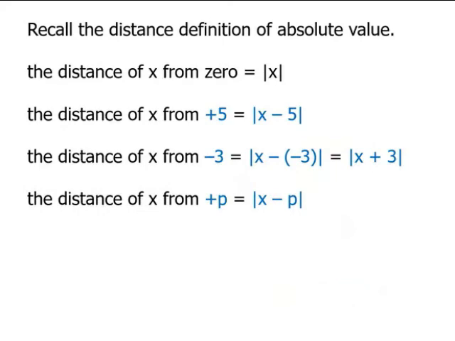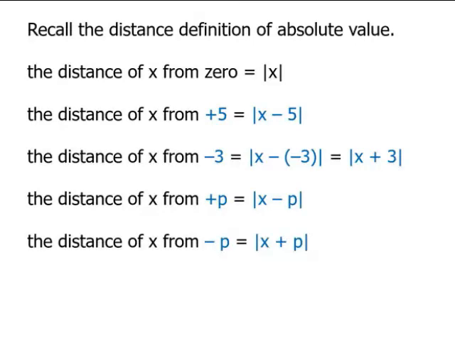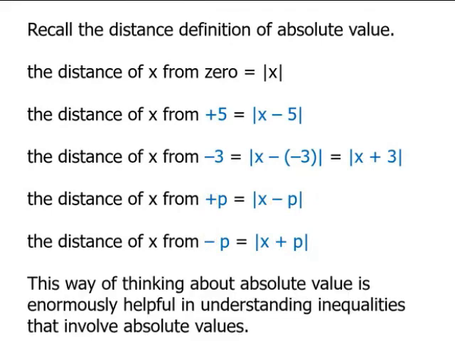So in general, if we want the distance from a positive value of p, the formula would be absolute value of x minus p. And if we want a distance from negative p, it would be the absolute value of x plus p. And again, some people are confused. How come the signs swap here? You have to remember that it's a subtraction. Here we're subtracting a positive. Here we're subtracting a negative. And subtracting a negative results in addition. This way of thinking about absolute value in terms of distance is enormously helpful in understanding inequalities that involve absolute value.